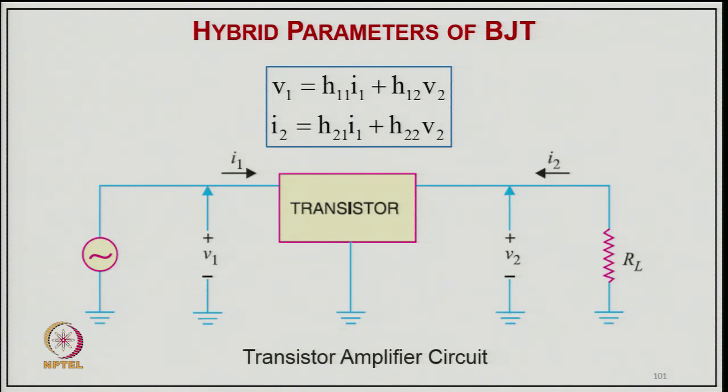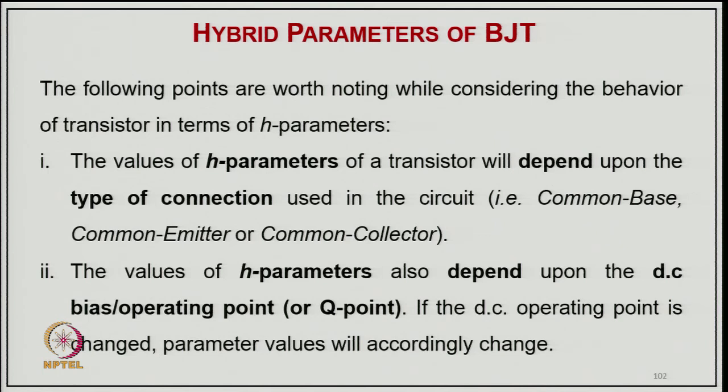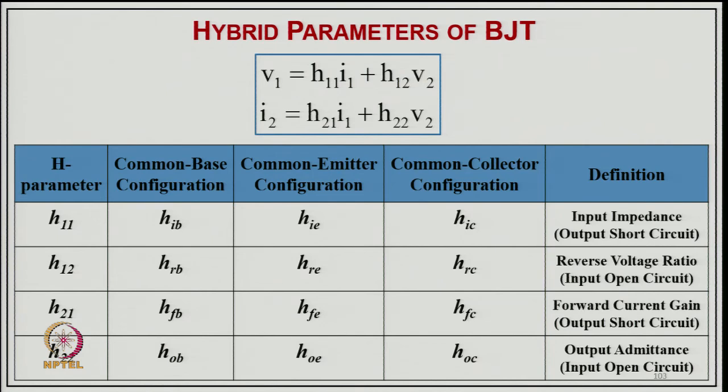Now, we can look into how these H parameters play an important role. The following points are worth noting when considering the behavior of a transistor in terms of H parameters. The values of the H parameters of a transistor depend upon the type of connection used in the circuit, whether common base, common emitter or common collector. The values also depend upon the DC bias or operating point, or Q point. If the DC operating point is changed, the parameters will change accordingly. This is the H parameter equation for the BJT: V1 equals H11 I1 plus H12 V2, and I2 equals H21 I1 plus H22 V2.